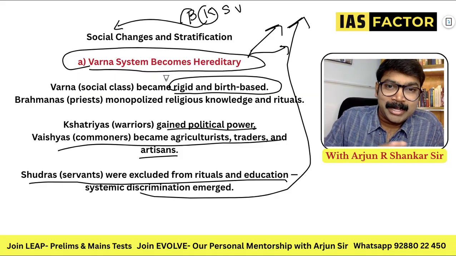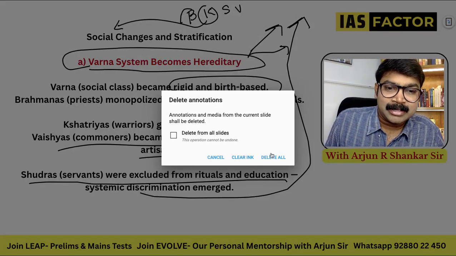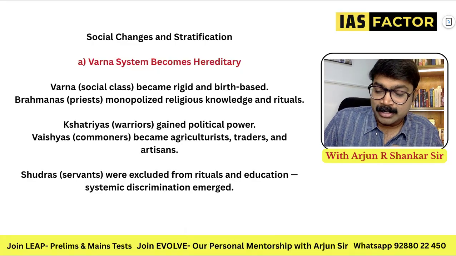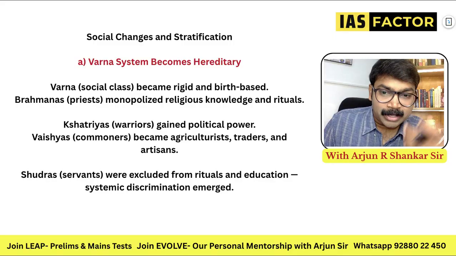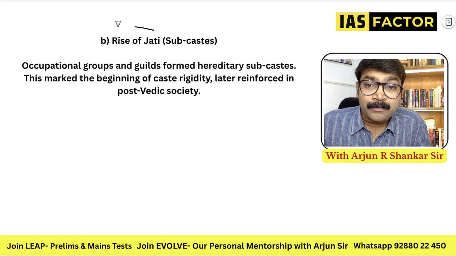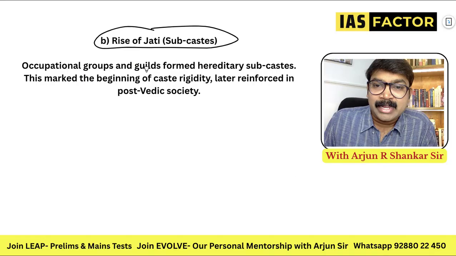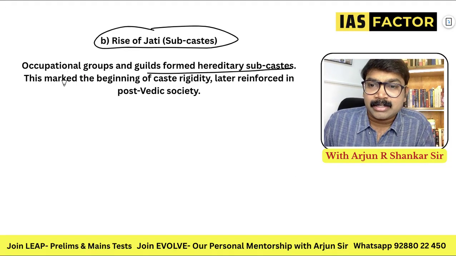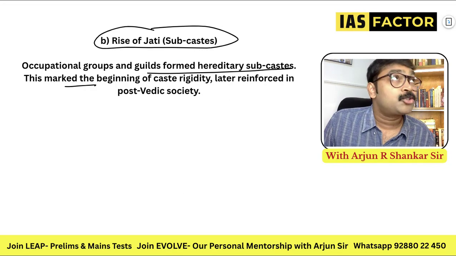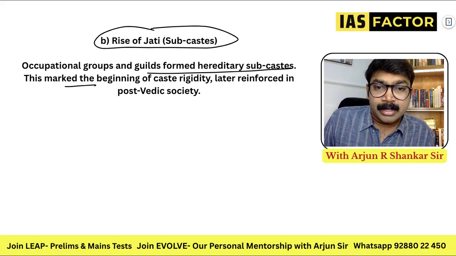Raja ka beta Raja hota hai, that is the common usage that you normally give. A king's son is a king. An emperor's son is an emperor. A teacher's son is a teacher. So birth-based things started to take hold. And the rise of jati or subcaste. Occupational groups and guilds formed hereditary subcastes. This marked the beginning of caste rigidity, which is to be noted here.